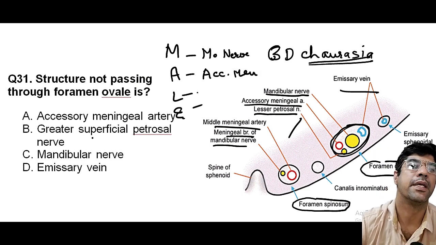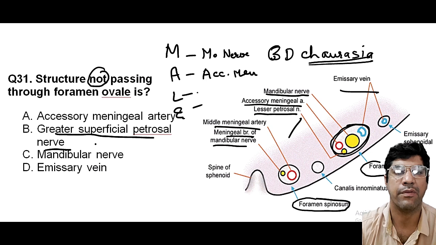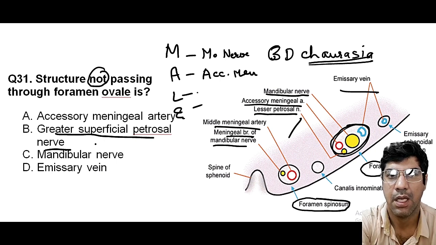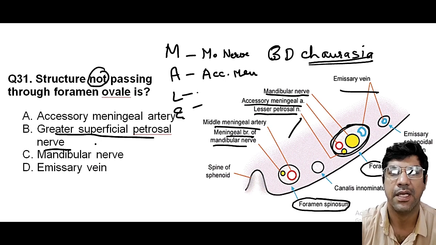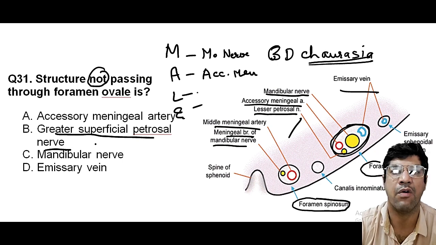So the question is which structure is not passing through foramen ovale. Answer is B. It doesn't pass through the foramen ovale. Hope your answer is clear. The greater superficial petrosal nerve is a branch of the facial nerve that carries parasympathetic fibers to the lacrimal gland, and it does not pass through the foramen ovale.